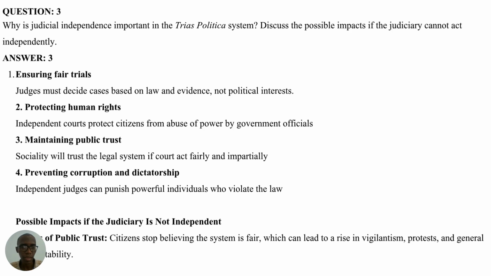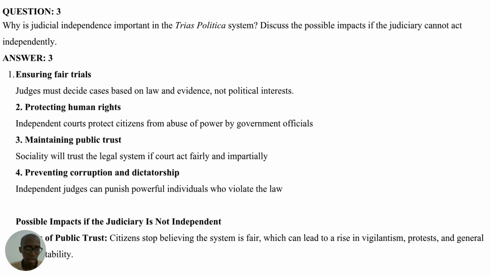The third one is maintaining public trust. Society will trust the legal system if courts act fairly and impartially. The fourth one is preventing corruption and dictatorship. Independent judges can punish powerful individuals who violate the law. Possible impacts if the judiciary is not independent: the first one is loss of public trust.